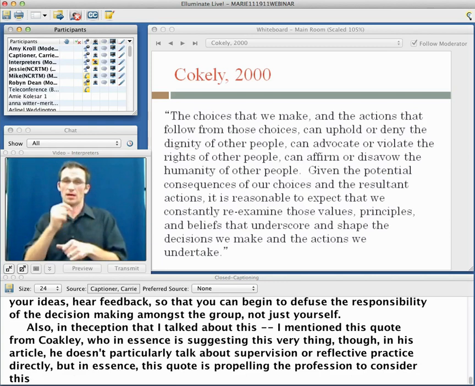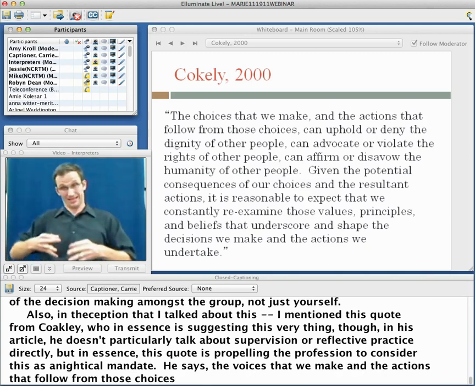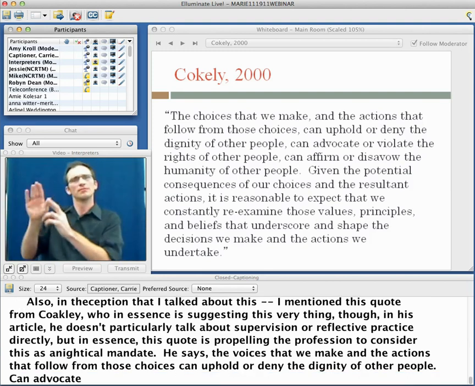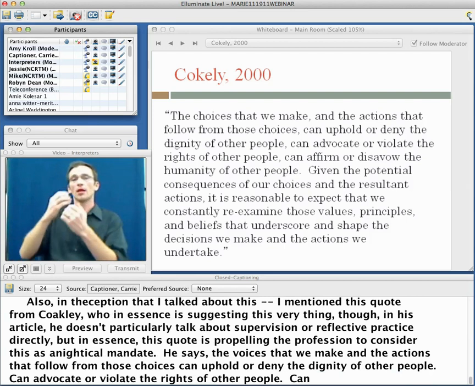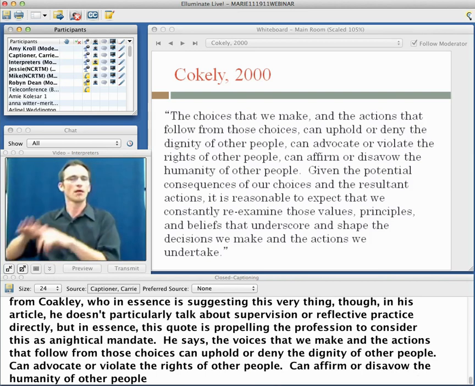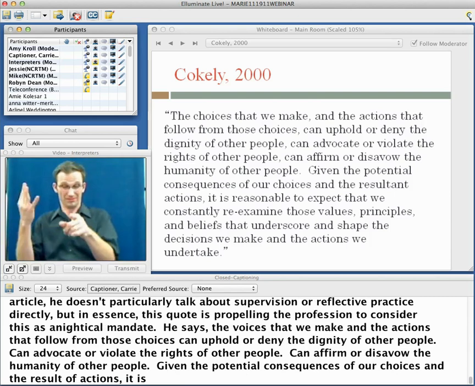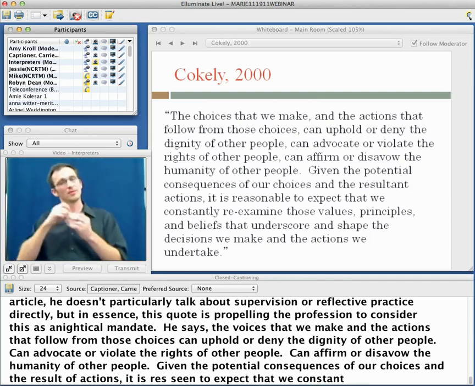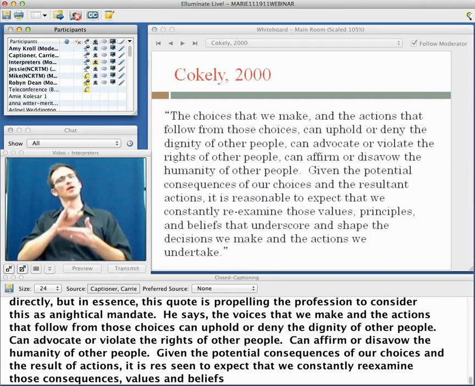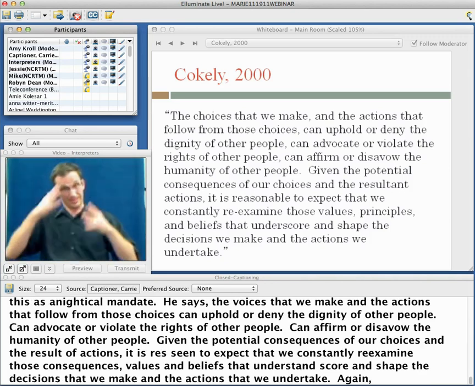He says, the choices that we make and the actions that follow from those choices can uphold or deny the dignity of other people, can advocate or violate the rights of other people, can affirm or disavow the humanity of other people. Given the potential consequences of our choices and the resultant actions, it's reasonable to expect that we constantly re-examine those values, principles, and beliefs that underscore and shape the decisions we make and the actions that we undertake. And again, the only way we can do that in a sound, ethical way is within the company of our peers.